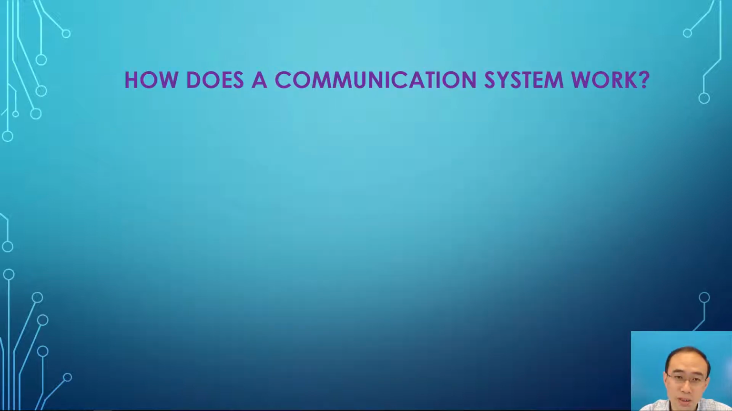Then the next question is, how does a communication system work? Recall that the definition of communication system is a system that moves information from one position to the other. So the first question we need to answer is, how can we move information, or how can we carry information by using something? Then let's look at how we carry information in our daily life.